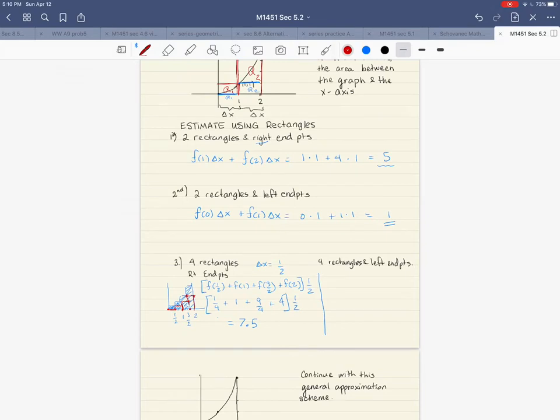So I'm going to get some numbers smaller than 1, but I will need to find, I'll do it in red here, f of 0 plus left endpoint will be f of 1/2, and then f of 1, and then f of 3/2. All of that multiplied by delta x. So f of 0 is 0, f of 1/2 was a fourth, f of 1 is 1, f of 3/2 is 9/4.